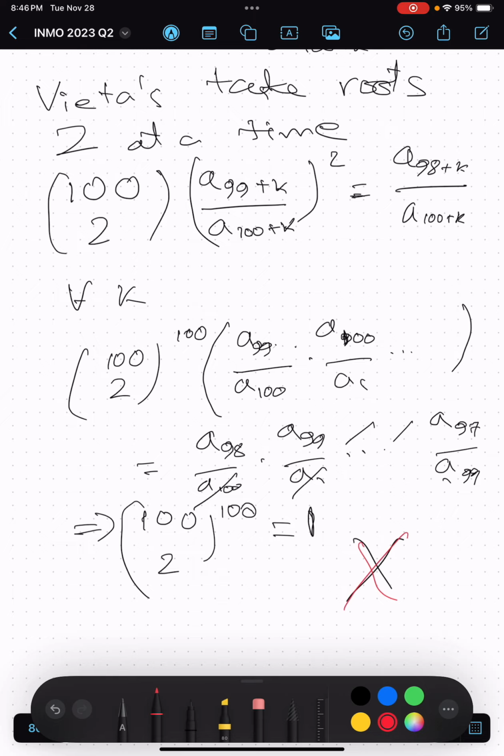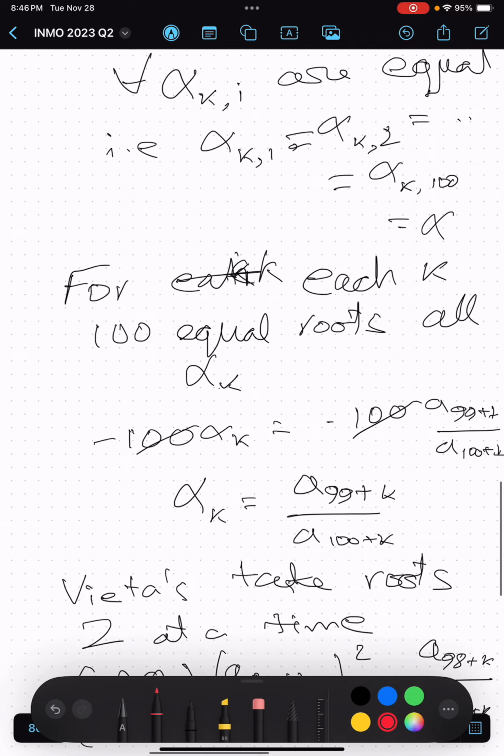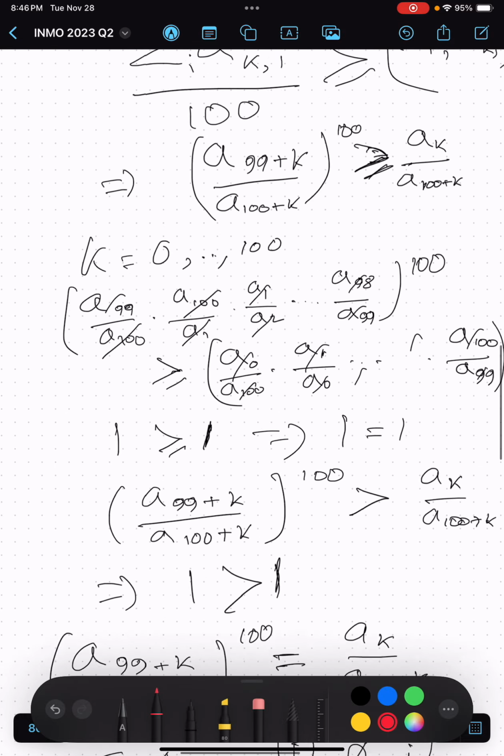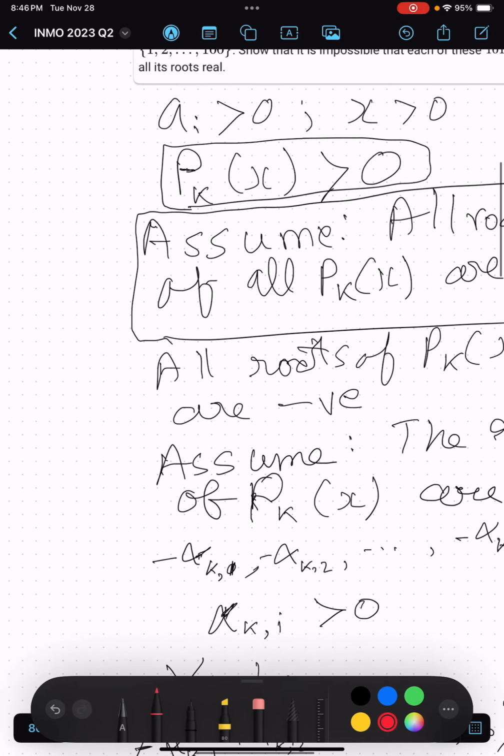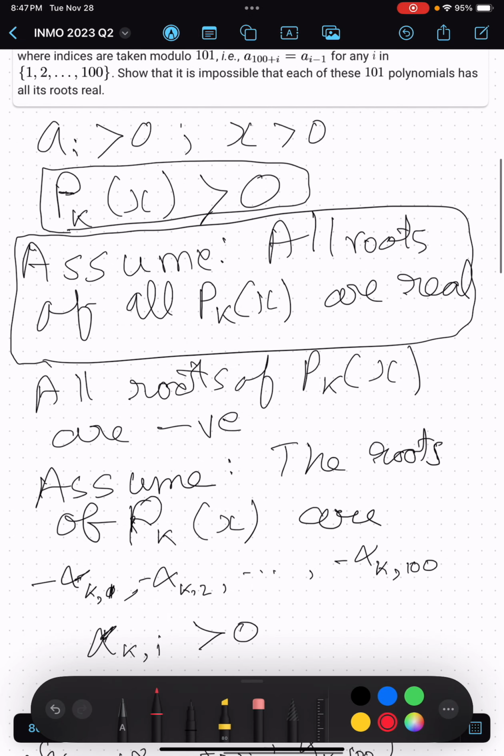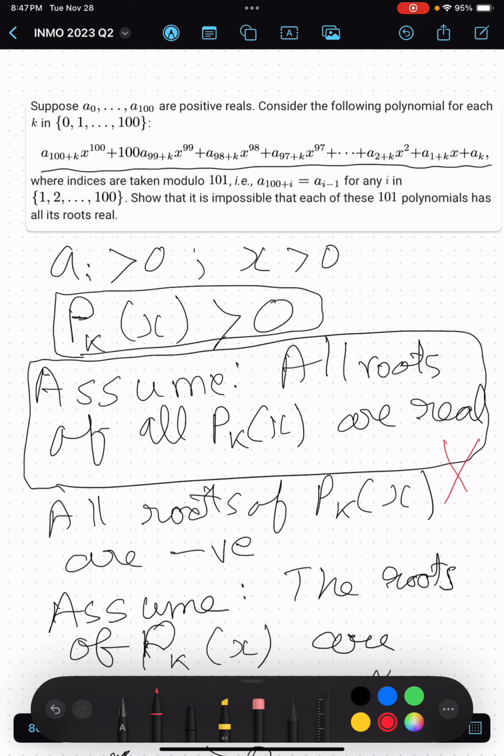So basically by contradiction we have proved our first assumption false. Our assumption was that all roots of p of k are real. So this assumption is false. Hence we are proving that it is impossible that each of these 101 polynomials has all of its roots real. So this was the solution.